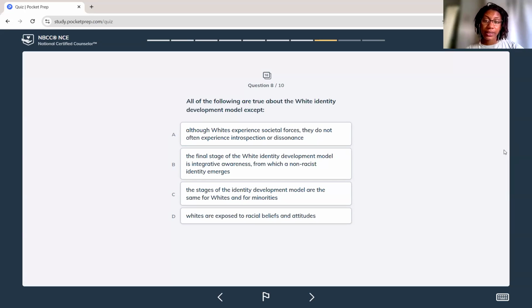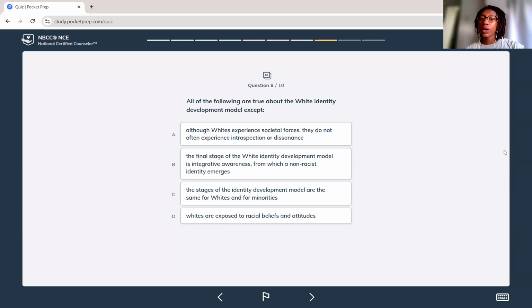A, although whites experience societal forces, they do not often experience introspection or dissonance. If you don't know those terms, pause here and look them up. B, the final stage of the white identity development model is integrative awareness, from which a non-racist identity emerges. C, the stages of the identity development model are the same for whites and for minorities. Or D, whites are exposed to racial beliefs and attitudes.